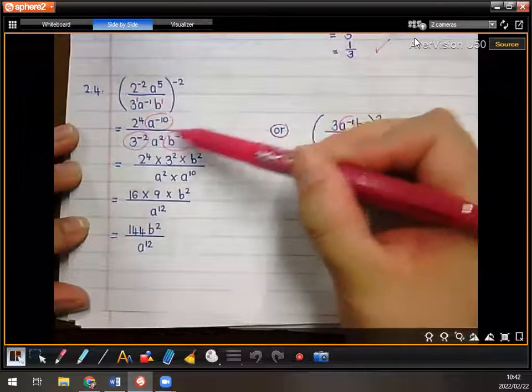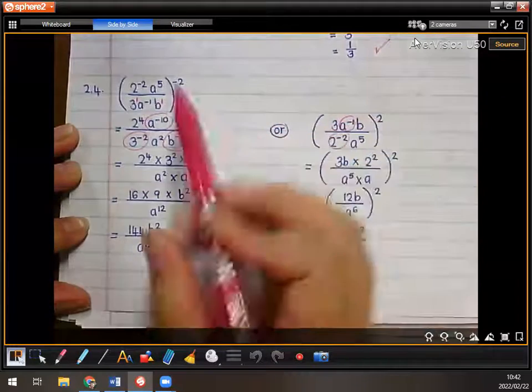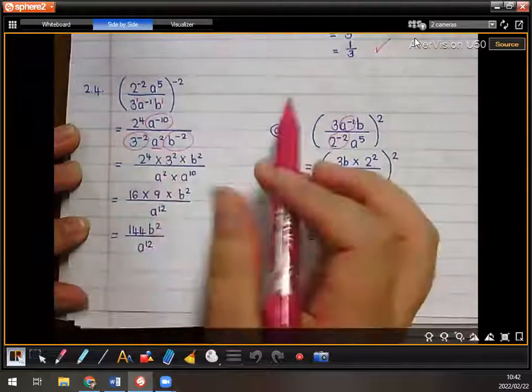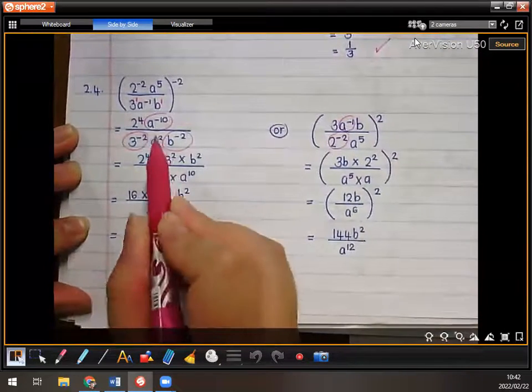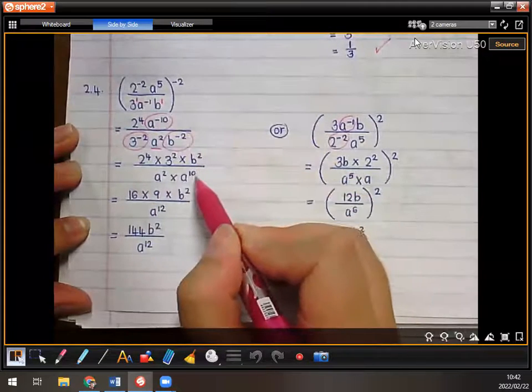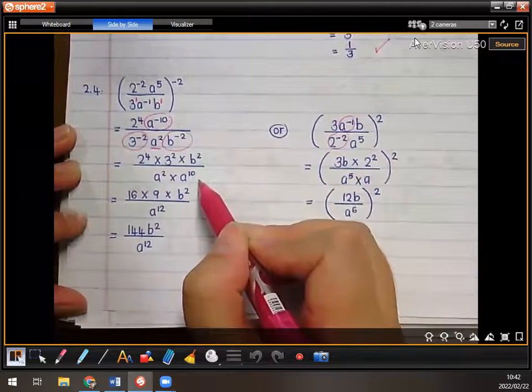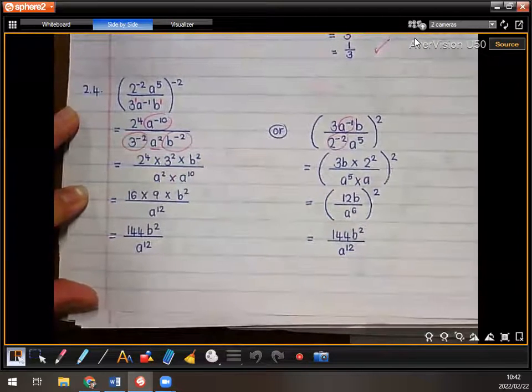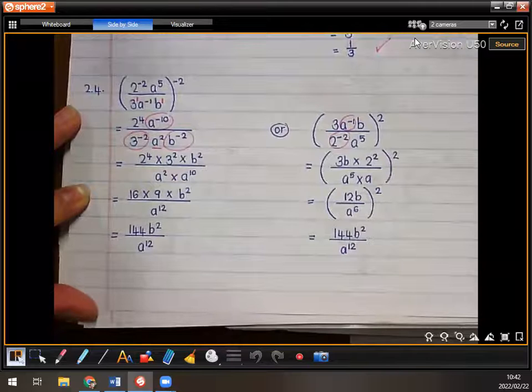Then at the top, this a to the negative 10 does have to move. But guys, we already had an a squared at the bottom. Okay, we mustn't forget about that. So a squared is going to stay at the bottom. But then this a to the negative 10 has to move and it becomes positive 10. Okay, so this step was just me moving everything with negative exponents so that they can become positive.